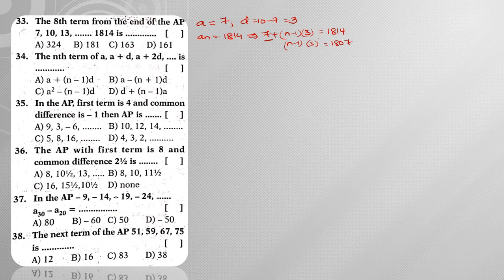Now in the 3 table, if I cancel it out, will it be possible to cancel? So n minus 1 into 3 is equal to 1807. So 1807 means 8 plus 1 is 9, 7 is not possible, so it is not cancelled in the 3 table. So there is again some mistake in this particular question, right?